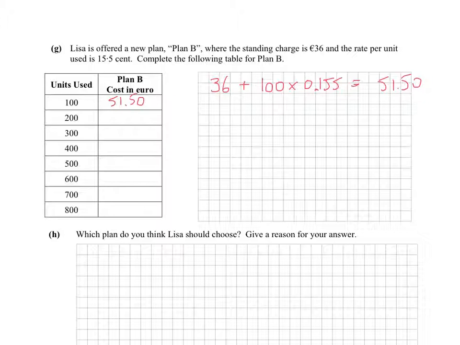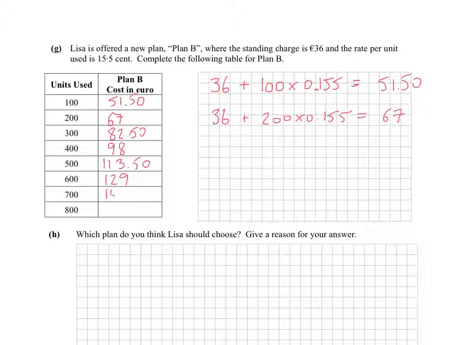And I can carry on doing that. I could do 36 plus 200 lots of 0.155, and I get €67. And if I carry on doing that as a process, I get 82.50, I get €98, I get €113.50, I get 129, 144.50, and lastly 160.